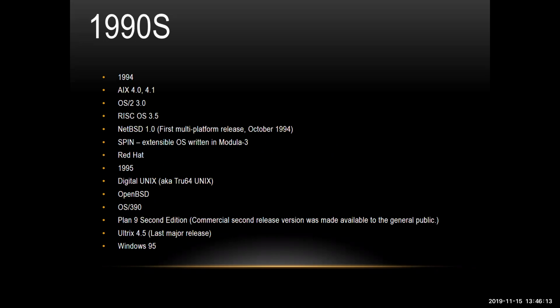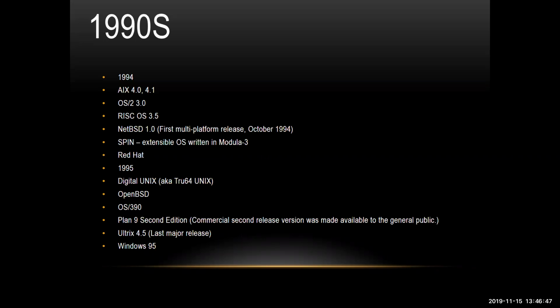AIX 4.0 and 4.1, and then OS/2 3.0, and then RISC OS 3.5. We also had NetBSD 1.0. It is the first multi-platform release on October 1994. And then we also had Spin. The Spin operating system is a research project implemented in the computer programming language Modula-3. It is an open source project.